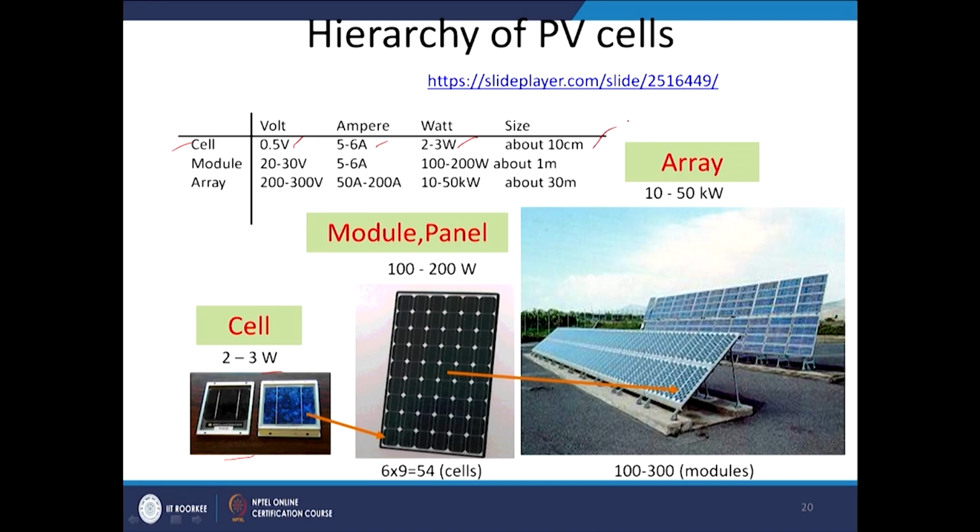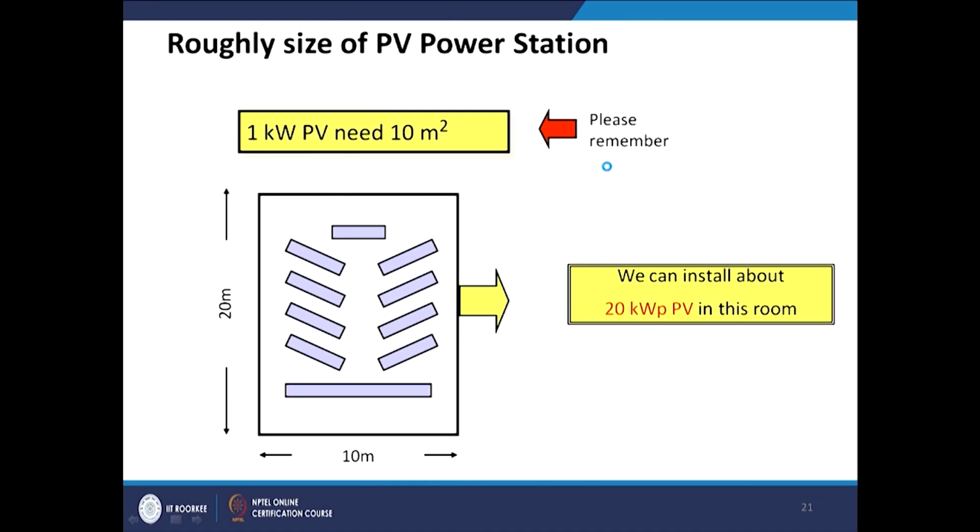Then gradually the improvement came, and the module structure came. This module is able to give 20 to 30 volt, 5 to 6 amps, and 100 to 200 watt, with a size of 1 meter. Then a number of modules were put in arrays, giving 200 to 300 volt, 50 to 200 amps, 10 to 50 kilowatt capacity, with a size of around 30 meter. So, gradually the PV cells developed, and this is roughly the size of a PV power station.